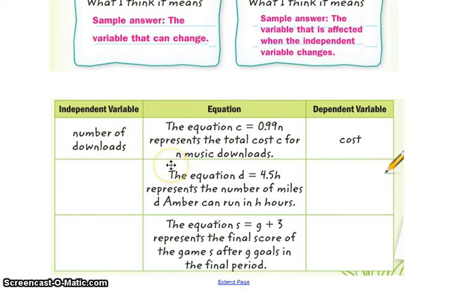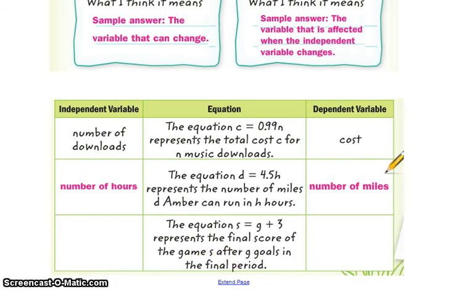The next one. The equation d equals 4.5h. The number of miles is d, and Amber can run in h hours. So in this case, the number of hours is going to be your independent variable, because you choose how many hours Amber's going to run. And then your number of miles is going to be the dependent variable, because the number of miles depends on the number of hours that she ran.